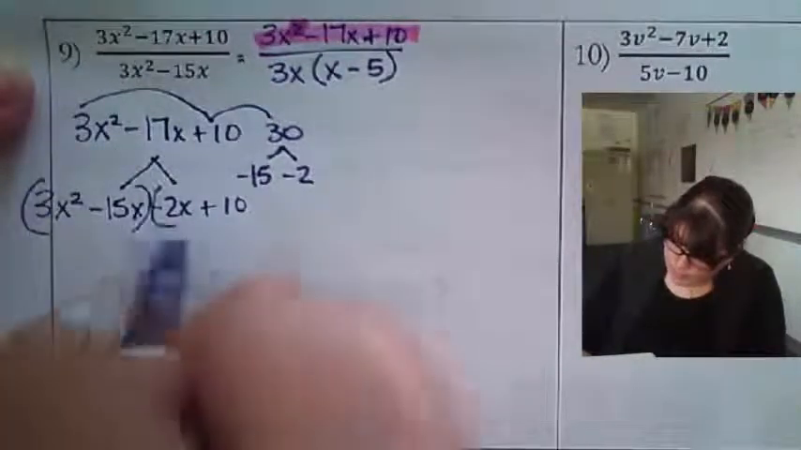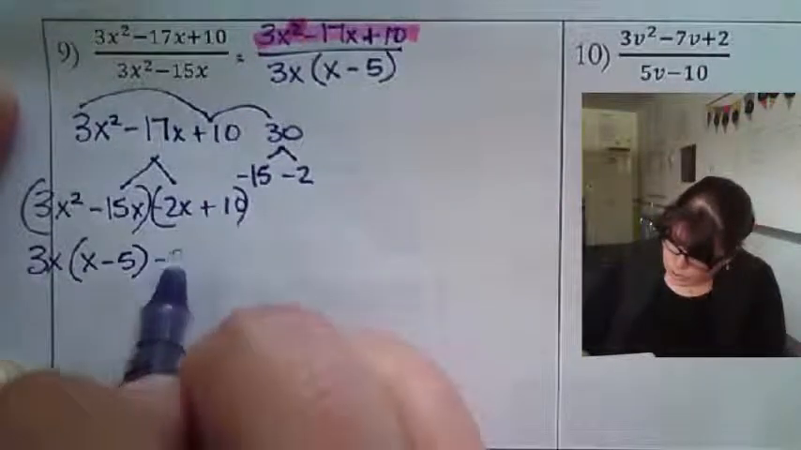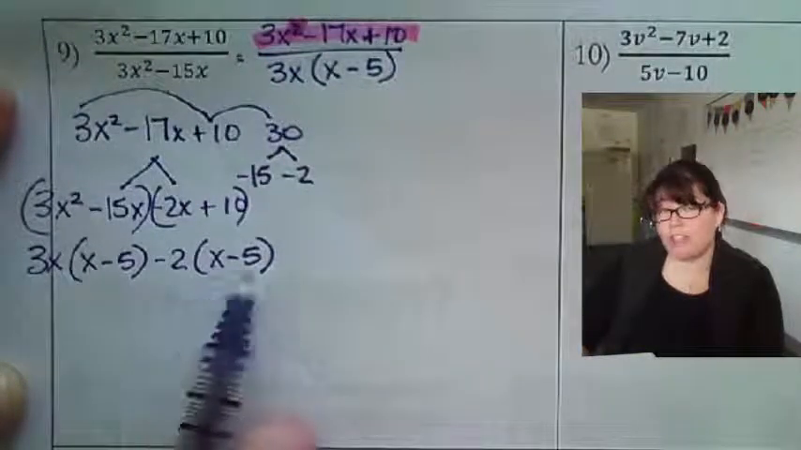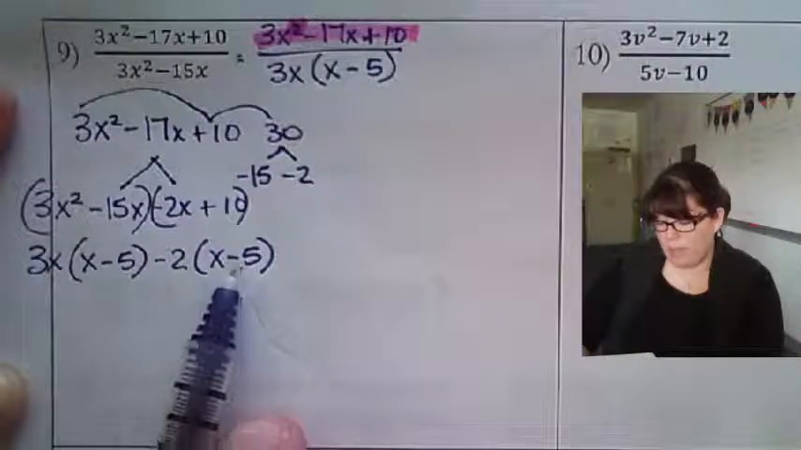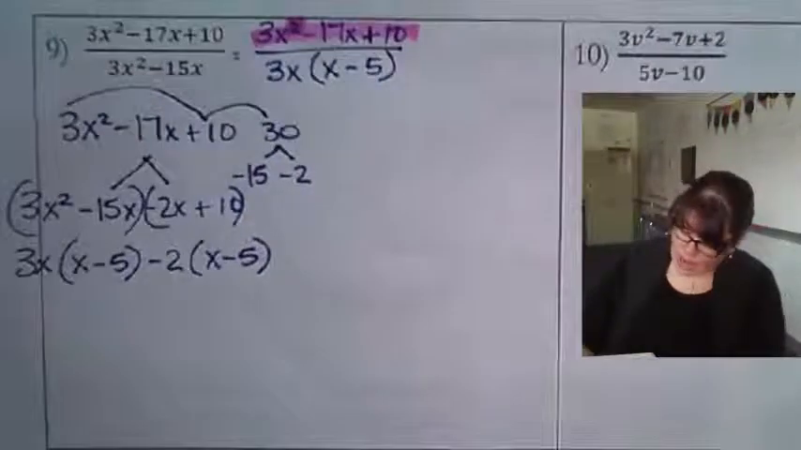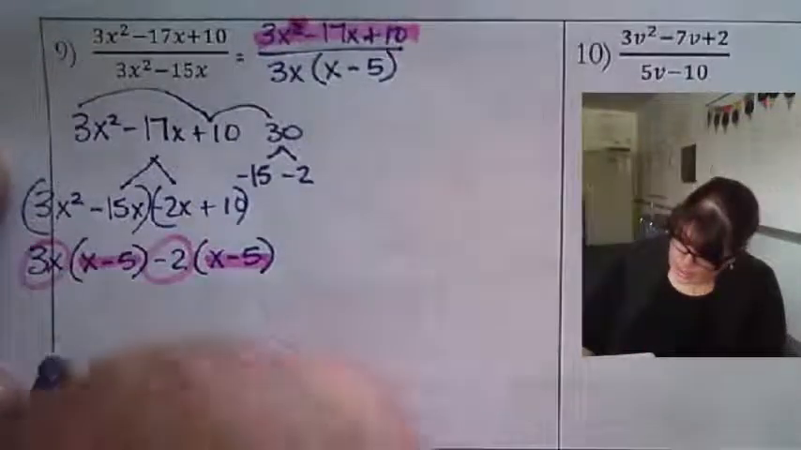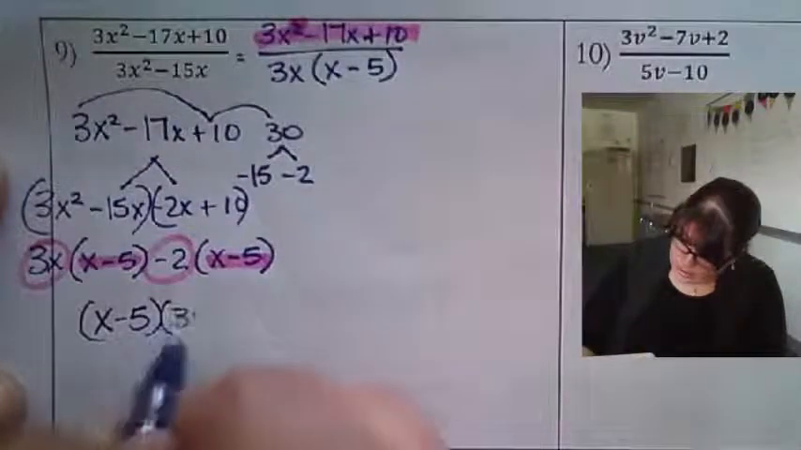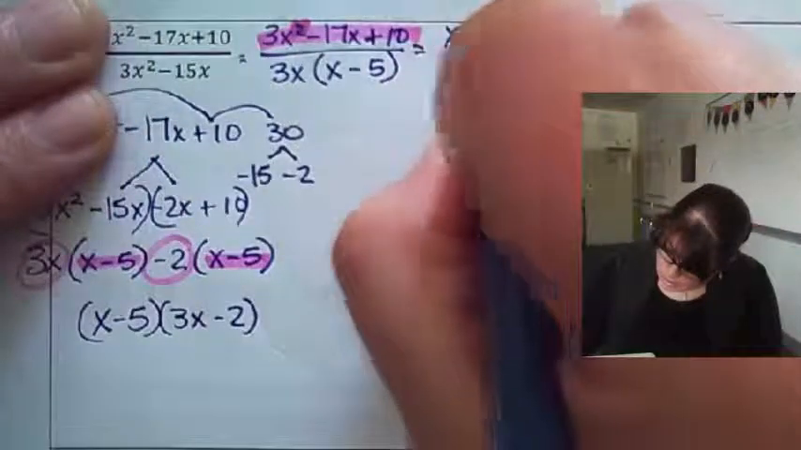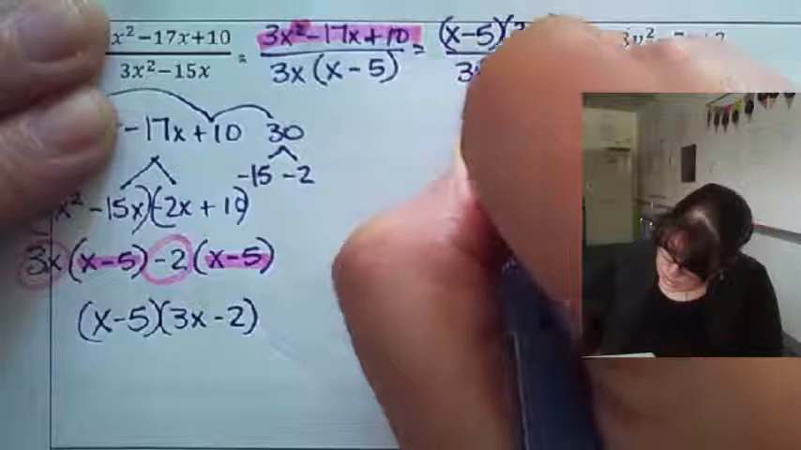Factor by grouping, and I've got 3x with an x minus 5 left, and negative 2 with an x minus 5 left. Be careful when you factor out a negative that you change your sign in the leftover, okay, because you've got a positive that you would have to divide by this negative. So that's going to change your sign. Now I've got my twins and my loners. And let's see, x minus 5 and 3x minus 2. All right, so that's my new numerator. X minus 5 times 3x minus 2. And I still have my 3x and x minus 5.